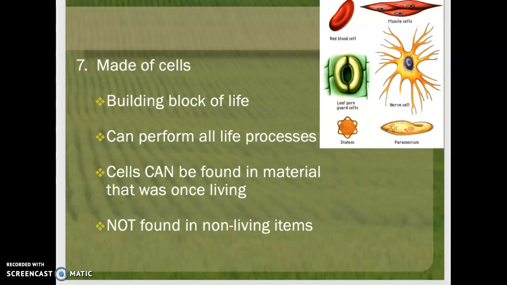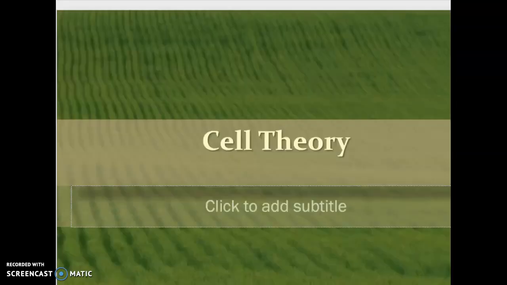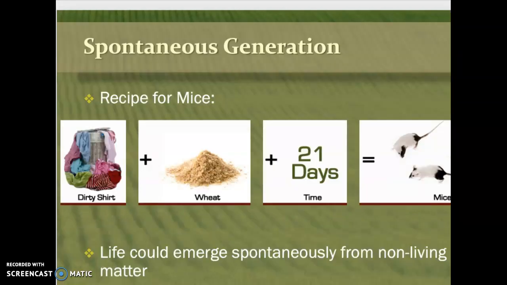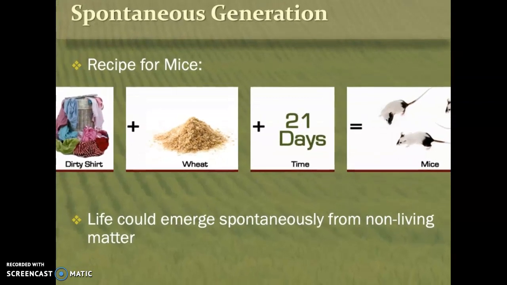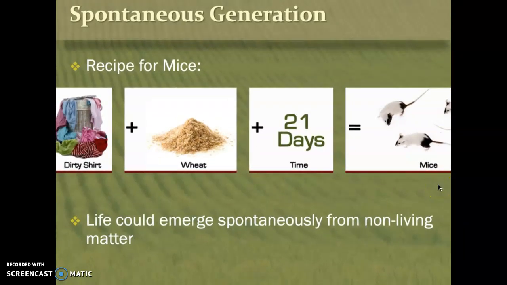Don't have cells. Okay, so let's get on to cell theory. There were people who thought that how you get mice is all you need is some clothes and some wheat and some time, and poof, you have mice. Okay, in my shed, you might have noticed the same thing. Empty shed in the wintertime, some grass seed and some soil, and in the spring, ta-da, mice.